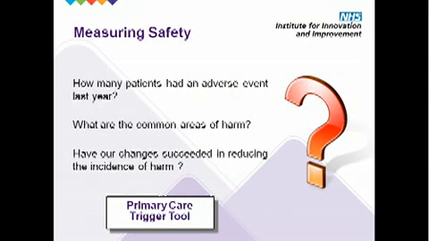And the harm that our patients are suffering as a result of care, where are the common areas? Where do we need to focus our attention? And if we've been working over the last year, more than that, on changes that we can put into practice, and most people try and improve their practice on a regular basis, how do we actually know that the changes we've been making over time have reduced the incidence of harm, have made things better? And we think the primary care trigger tool will answer those questions for you.